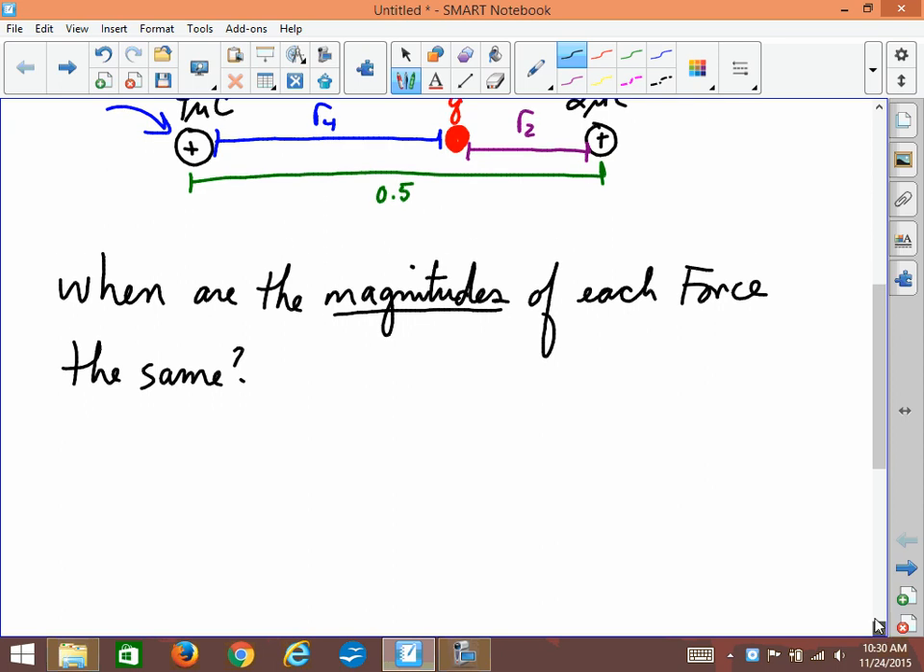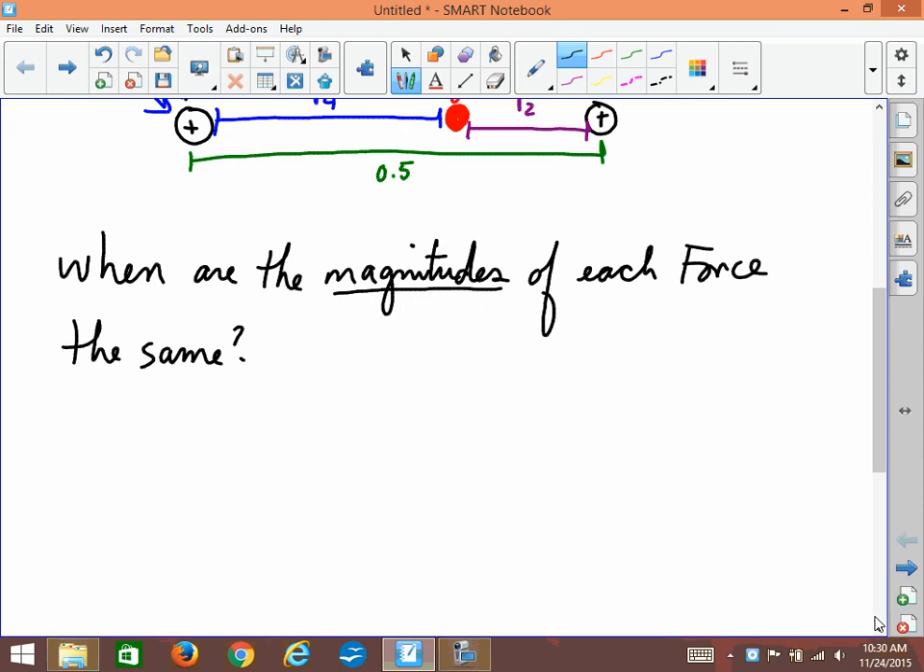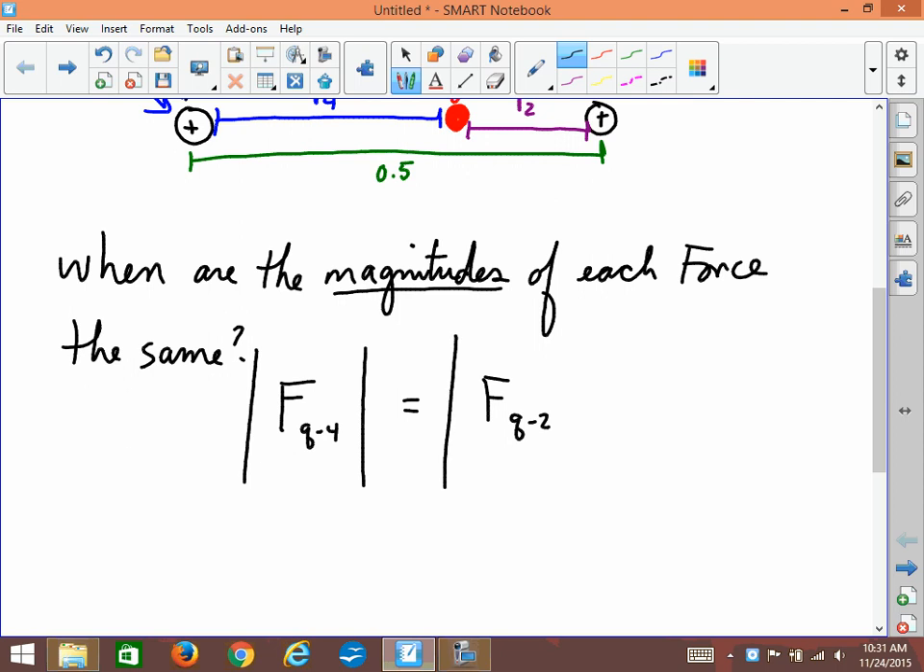in mathematical language? Well, what we say is, let's take the force between Q and 4. That's how I write the subscript. Force between Q and 4. And we want to say that that's equal to the force between Q and the 2 microcoulomb charge. Written as it is, these are vectors, so they have directions. So what I do in math is I use the absolute value signs, which is a mathematical way of saying, don't worry about the direction, just figure out the magnitude of these forces.